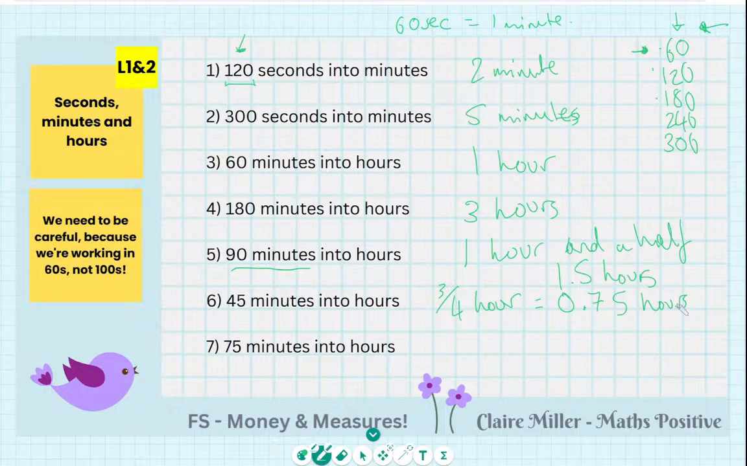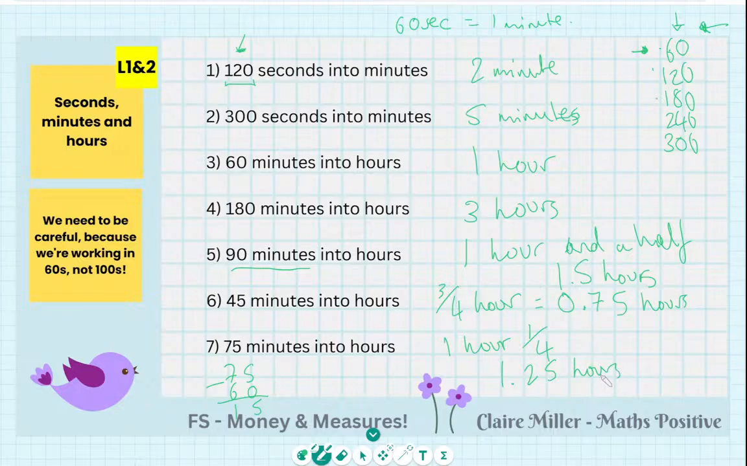And then 75 minutes into hours. Again, we're thinking how many lots of 60 are there in 75? There's only one, isn't there? Because we go from 60 straight to 120 when we think about our 60 times tables. So it's only 1 hour, and then there's something left over. What's left over? If I think about what 75 take away 60 is, that's a good way of thinking about what is left over. There's 15 minutes left over. What fraction of an hour is 15 minutes? It's a quarter. So 1 hour and a quarter, or 1.25 hours.